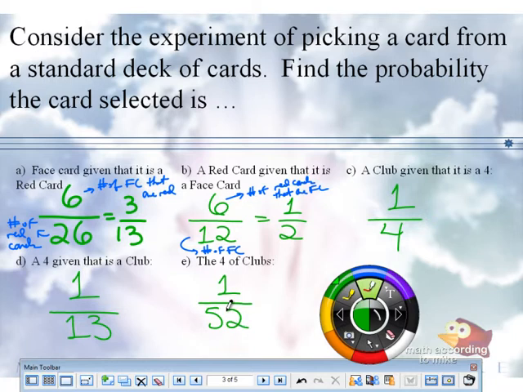But the 1 in part C, part D, and part E all refer to the 4 of clubs. You're just taking it from different viewpoints. In part C, from the viewpoint of 4s, D's from the viewpoint of clubs, and E from the viewpoint of all cards.